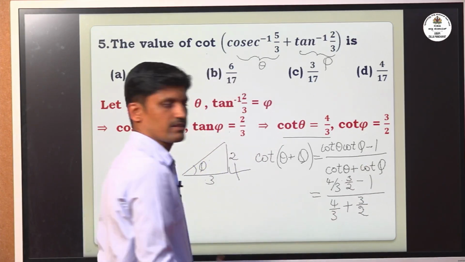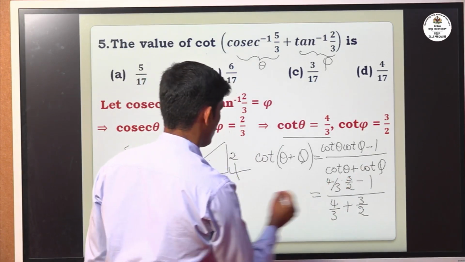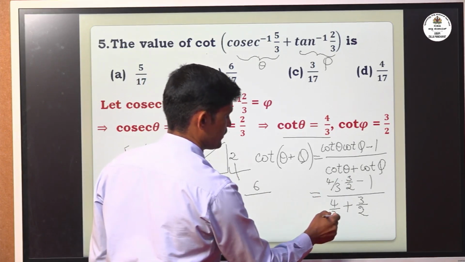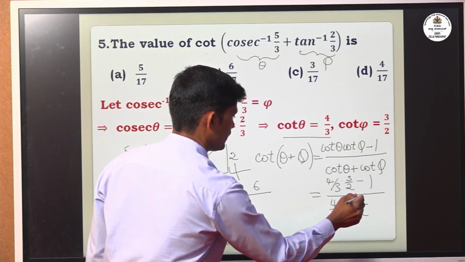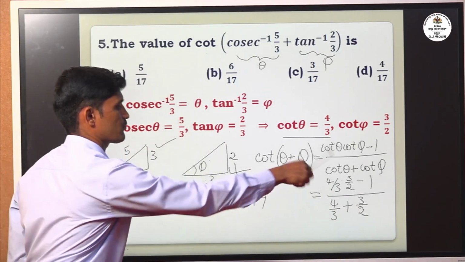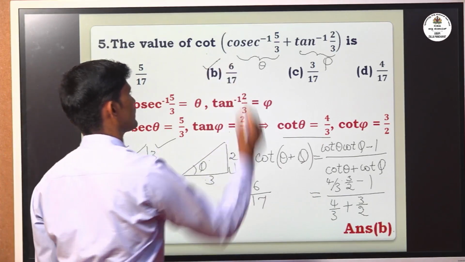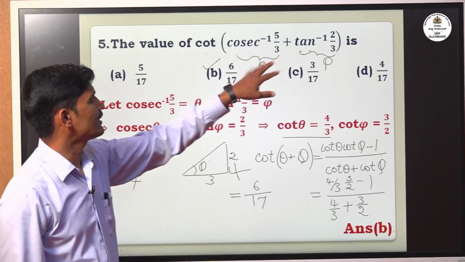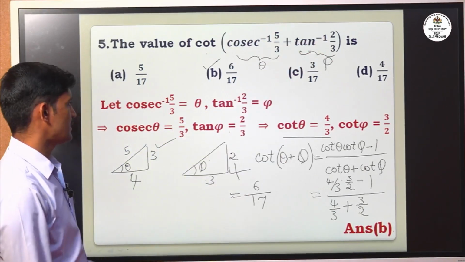Here 3 into 2 is 6, LCM, here also 6 is LCM. 4 into 3 is 12, 12 minus 6, that is equal to 6, divided by here 6 LCM. So multiply 2, 8, plus here multiply 3, 9, so 17. So cot of theta plus phi is equal to 6 by 17. That is answer B. So just by calling this theta and this phi, get cot theta and cot phi and use the cot of x plus y formula in order to get the answer.